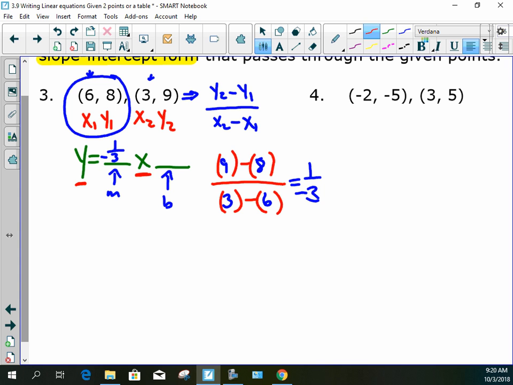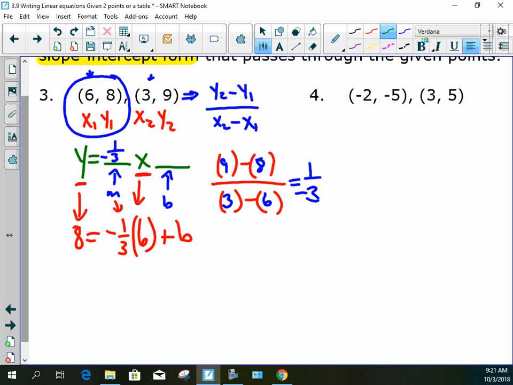So this is what I'm going to have. My y1 is 8, so I'm going to replace the y with 8. Equals, I keep negative 1/3 the same. That stays right there. But instead of writing x, what am I going to write? I'm going to write 6 plus b. And now I'm going to solve for b.